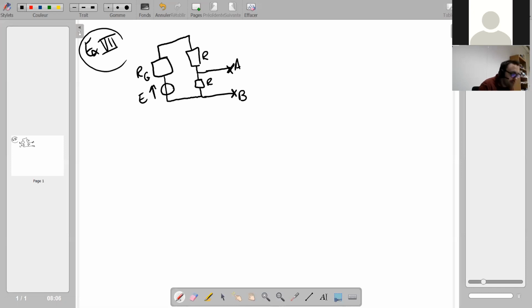So here, to simplify the circuit even more, you can consider that this R here is a load, charge en français, that you may remove to try to find the equivalence model seen between A and B, and then you will plug it again at the very end.